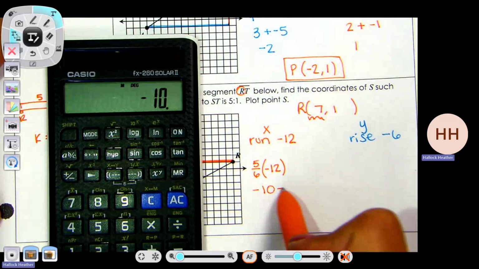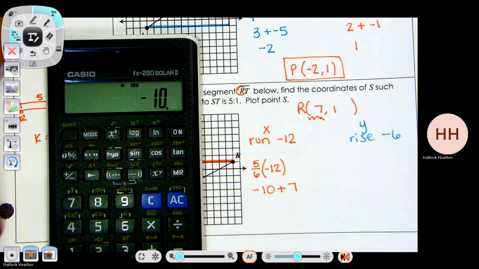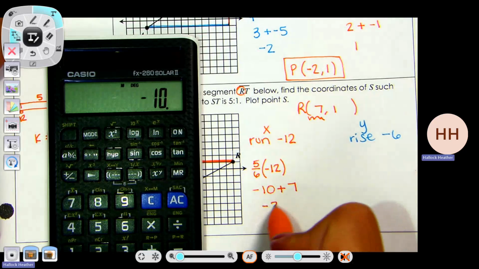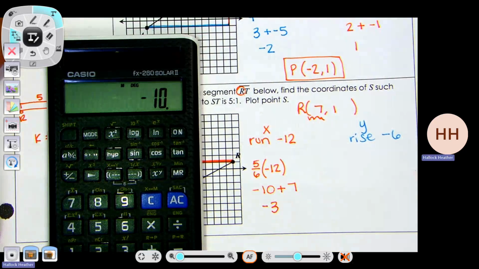So I'm going to add 7 to it. So that gets me negative 3. So that's the x value. I'm going to find the y now.